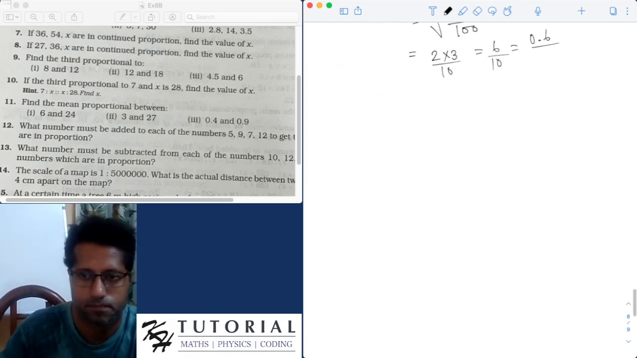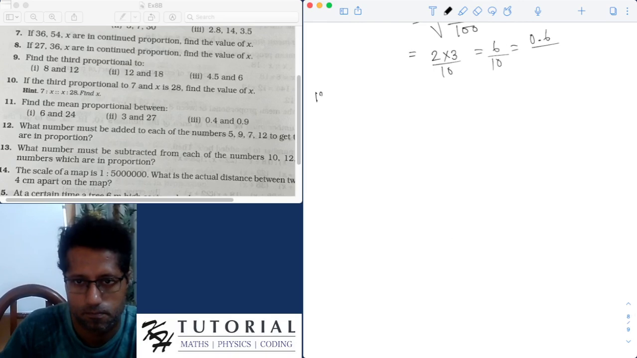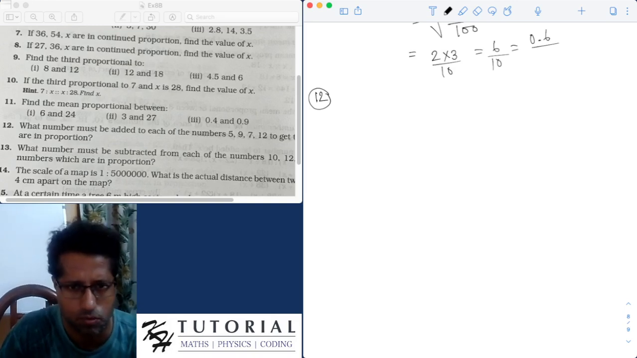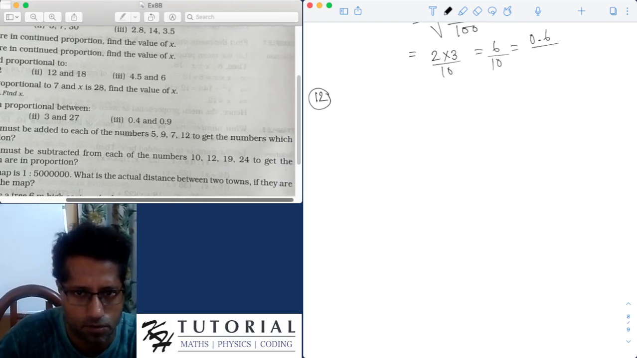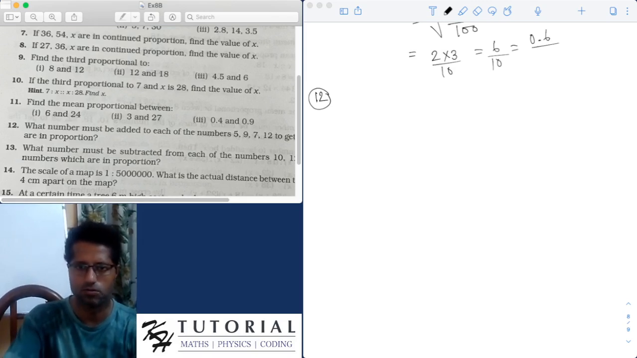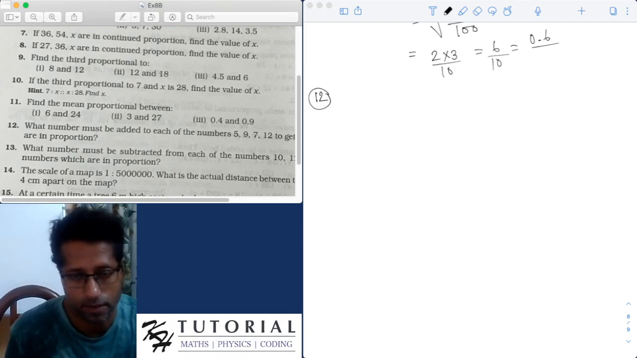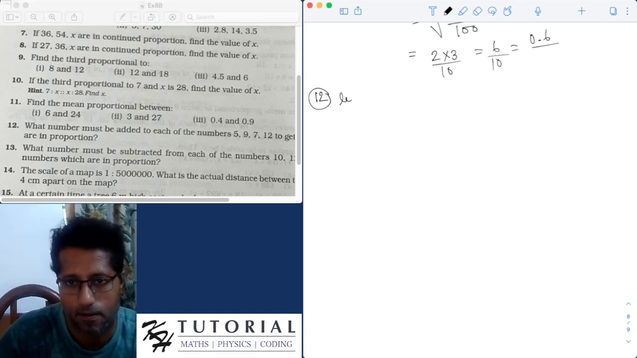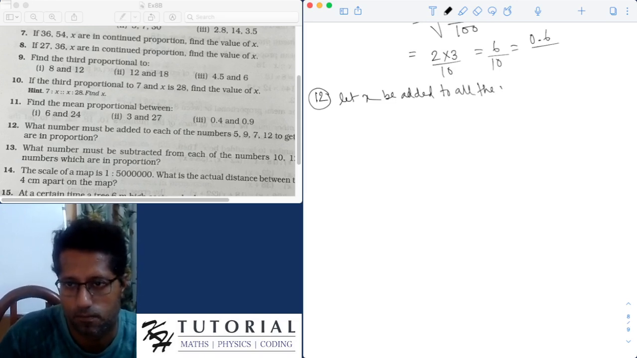Question number 12. It says, what number must be added to each of the numbers 5, 9, 7 and 12 to get the numbers which are in proportion? So it is asking what number we should add to the given four numbers so that they will be in proportion. Okay, so let x be added to all the numbers.